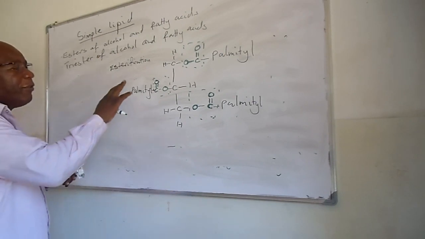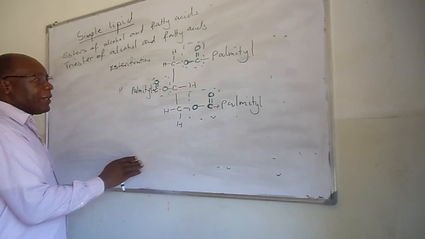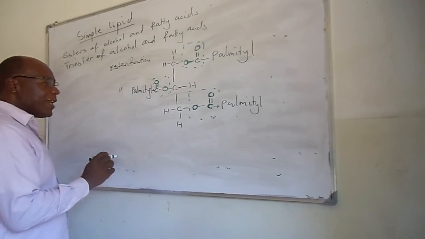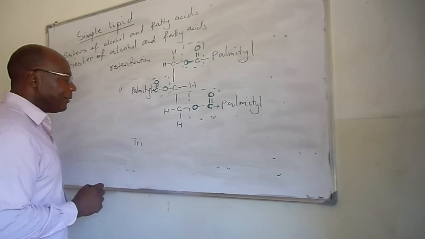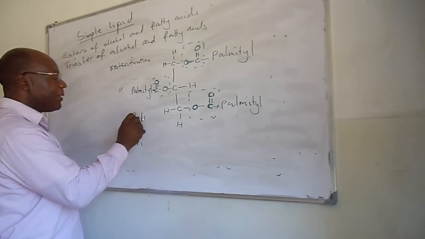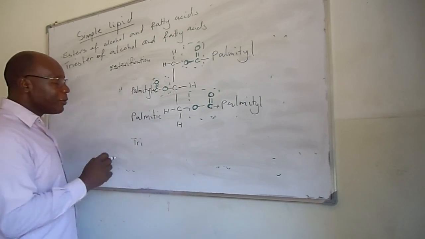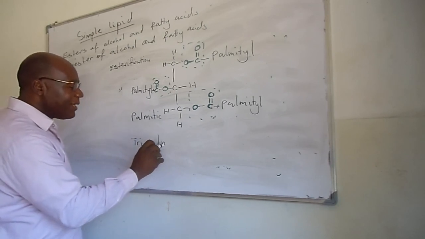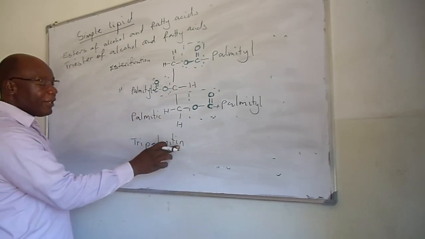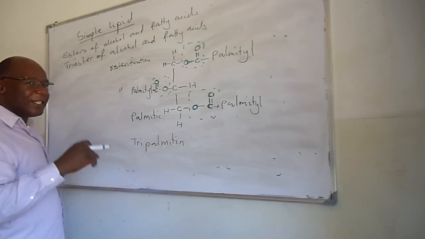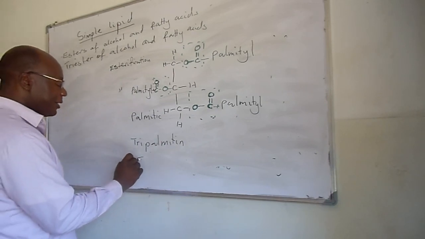So if the lipid was like this, how do we name it? Remember this is coming from palmitic acid. So we would say this is tripalmitine. We replace the -ic acid ending with -in. Tripalmitine.